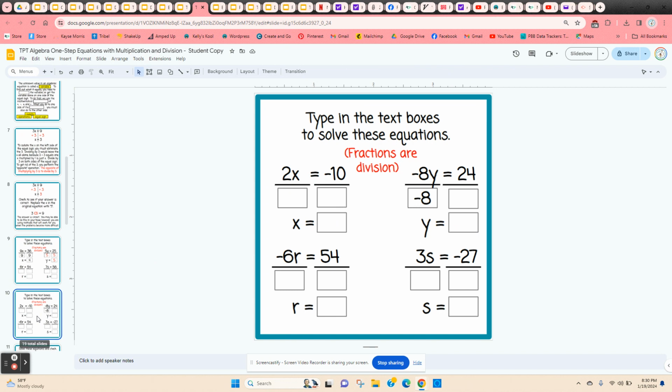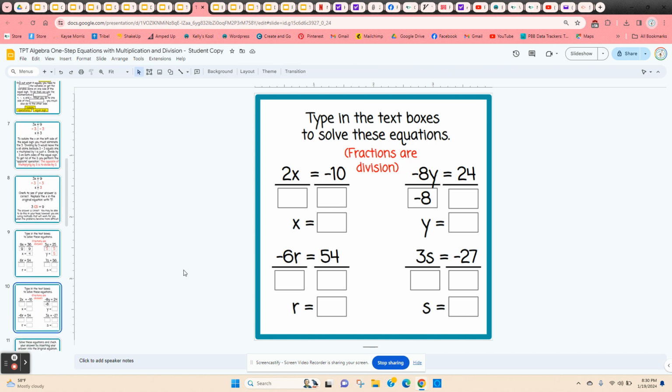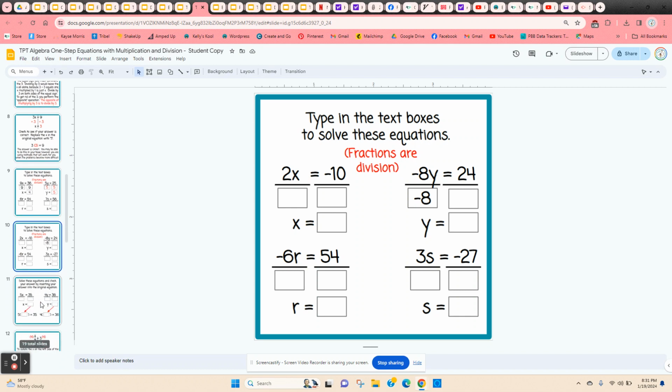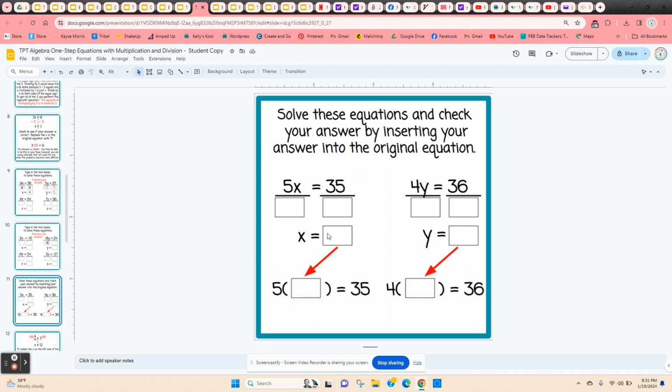They've got a few more to practice, and that includes some negatives. And then students are going to do a couple problems where they're going to test their solution in the original equation to see if it works.